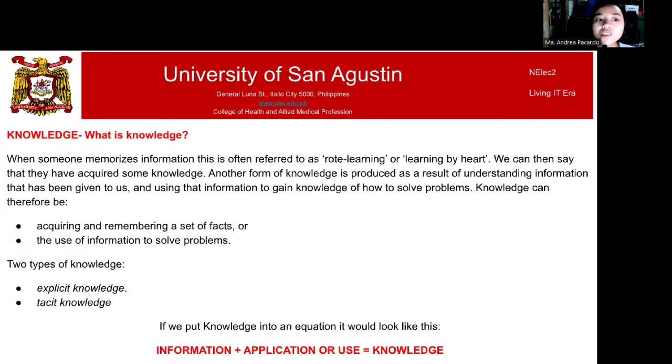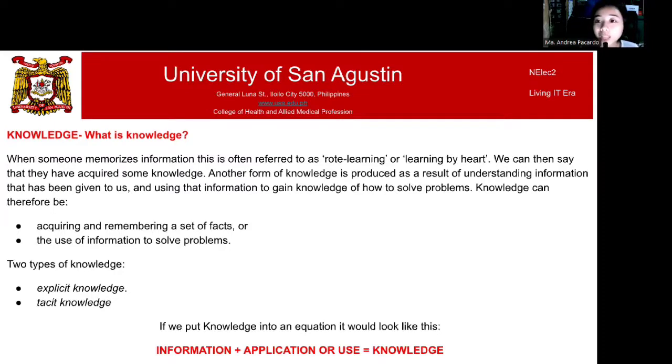What about knowledge? When someone memorizes information, it is often referred to as rote learning, or learning by heart. We can say that they have acquired some knowledge. Another form of knowledge is produced by understanding information that has been given to us and using that information to gain knowledge of how to solve problems. So knowledge can be acquiring and remembering a set of facts, or using information to solve problems.